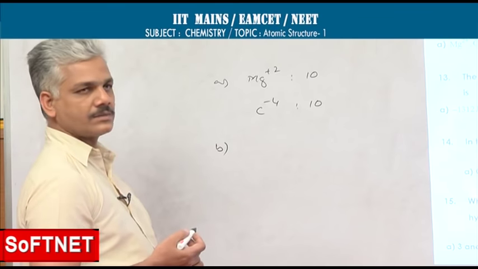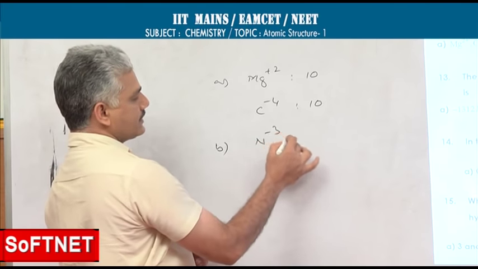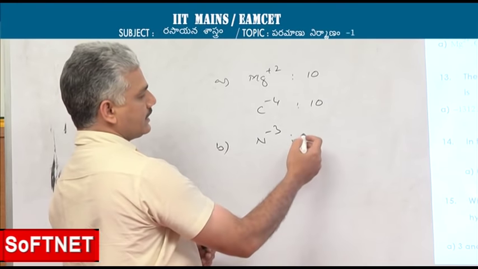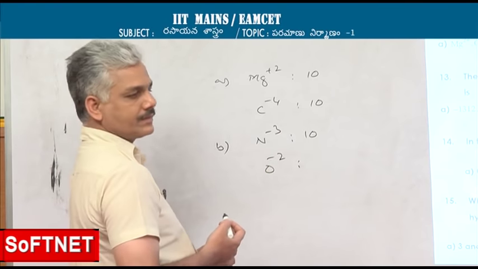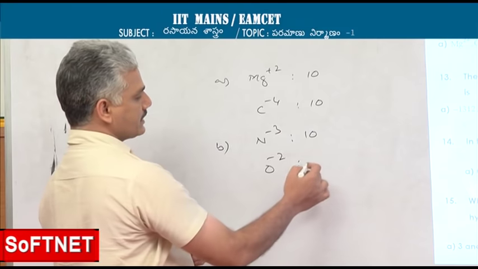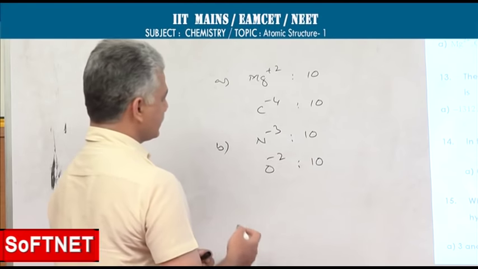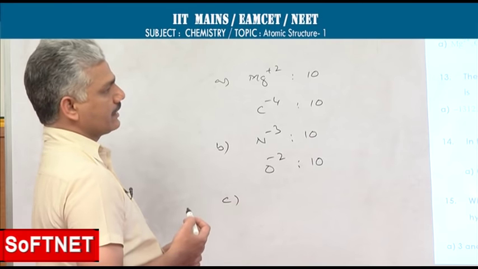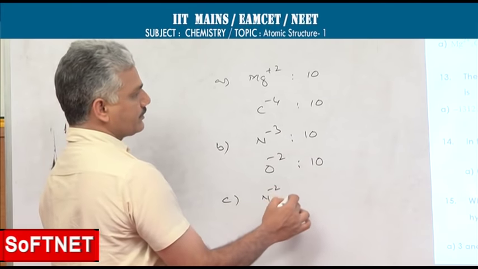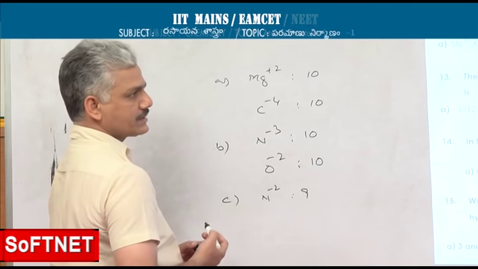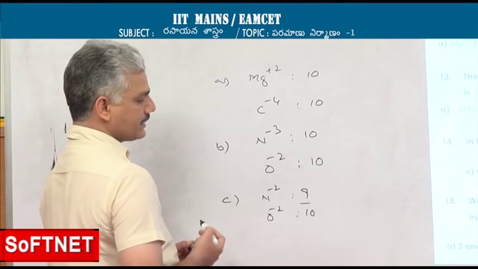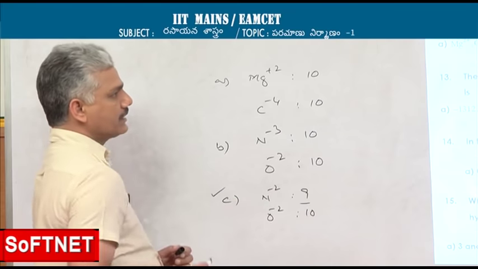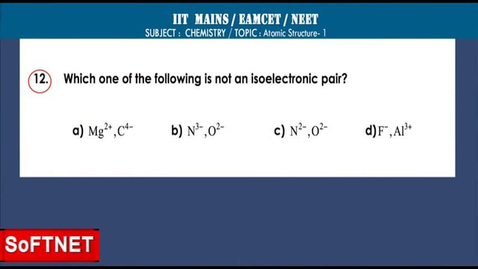If you check the second option, N minus 3, nitrogen atomic number is 7, it has gained 3 electrons, therefore, number of electrons are 10. O minus 2, oxygen atomic number is 8, minus 2 means it also has gained 2 electrons. So, this is not the correct answer. Coming to third option, N minus 2 means 9 electrons are present, O minus 2, 10 electrons are present. Here the number of electrons are not equal, therefore, this is the correct answer. For 12th question, we can take C as the correct option.